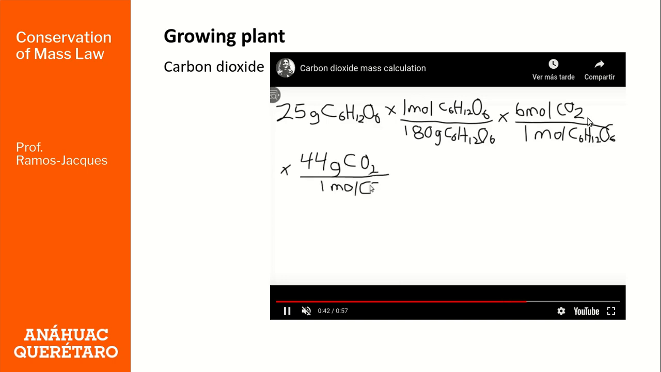This molar relation can be used in any way. We can use it inverted or directly, but here we want to obtain the moles of carbon dioxide to multiply by the molecular weight of carbon dioxide, and then obtain grams of carbon dioxide.